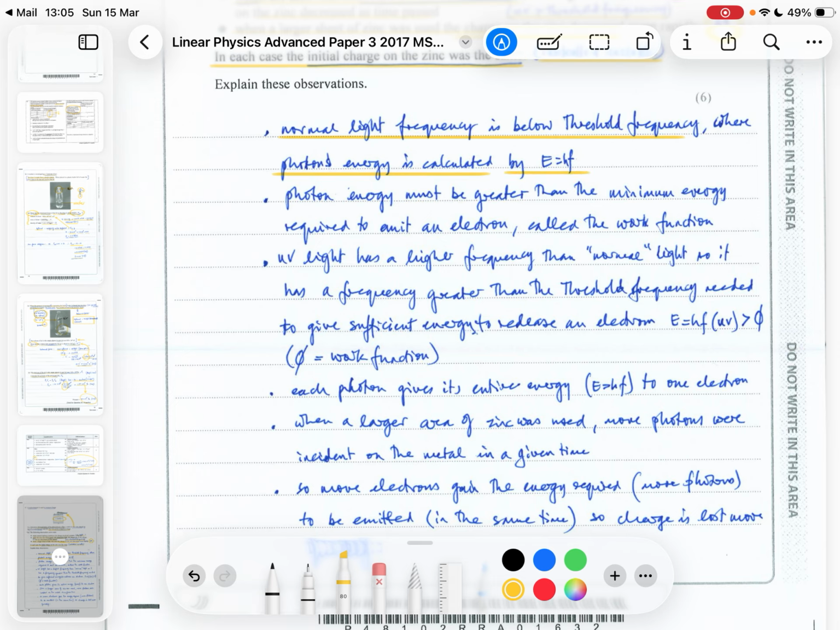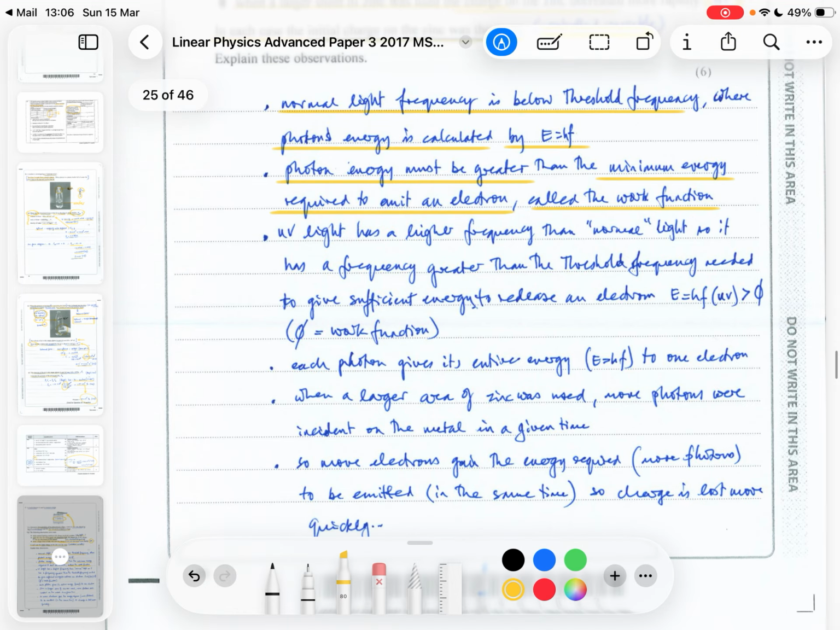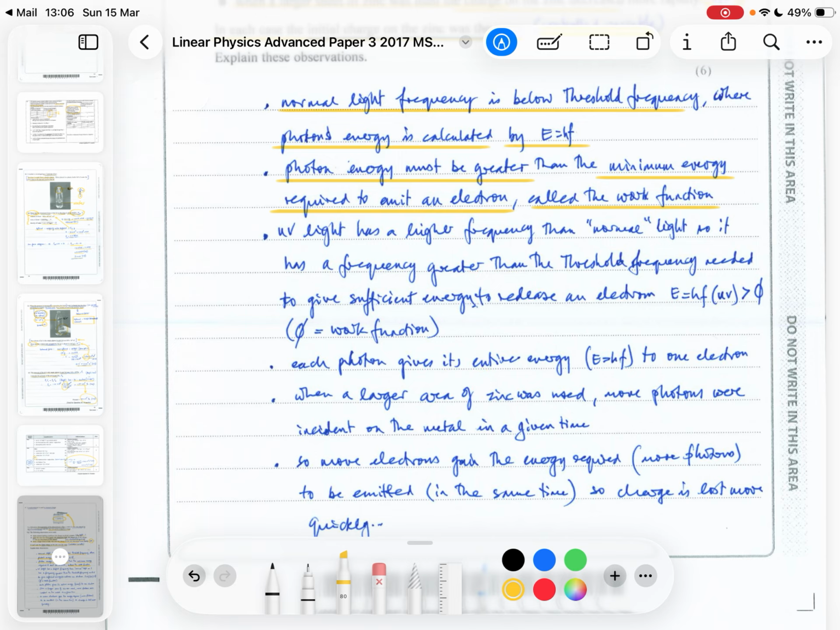Remember, that photon energy is calculated by E equals hf. Yeah? But photon energy must be greater than the minimum energy, which is called the work function for each metal. And that's the energy required to get an electron to the surface of the metal. Yeah, to just emit an electron, to free it from the structures of the zinc lattice structure. UV light has a higher frequency and therefore higher energy than normal light. Yeah, so it has a frequency greater than the threshold frequency for zinc, needed to give sufficient energy to release an electron.